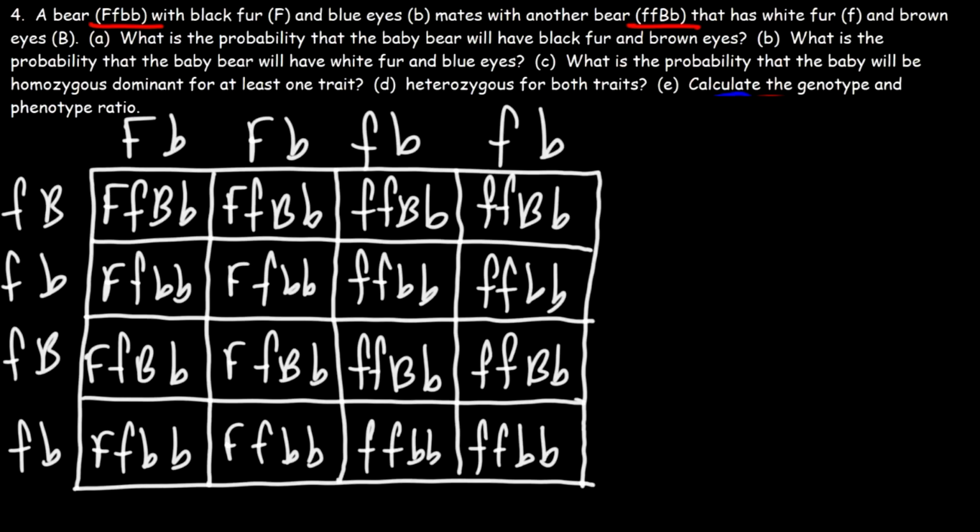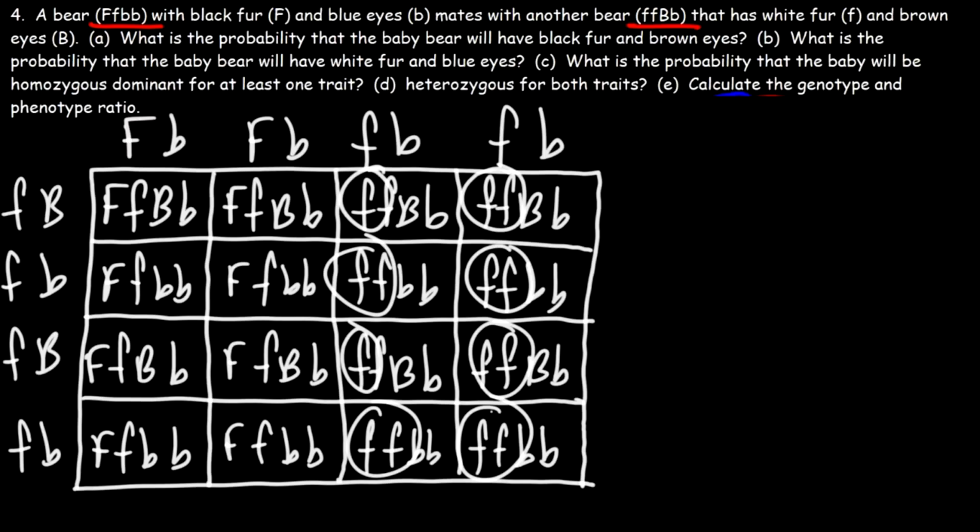So let's identify all the bears with white fur. That means that they need to have the genotype lowercase f and lowercase f. So this bear has white fur, this one too. Basically, all the ones on the second half of the Punnett square will all have white fur because they're homozygous recessive. Now let's identify all the bears with blue eyes.